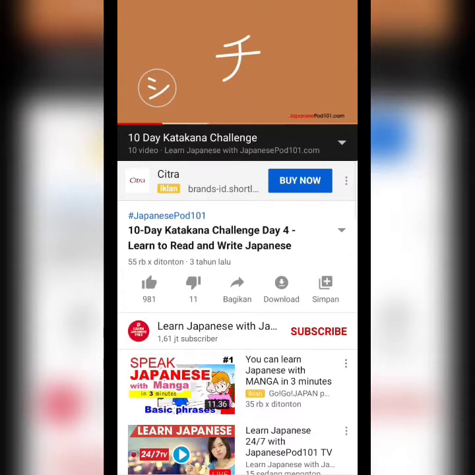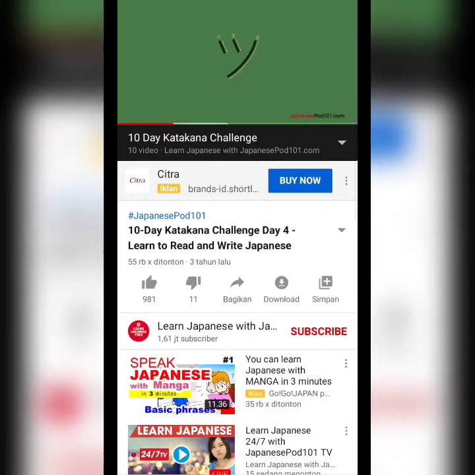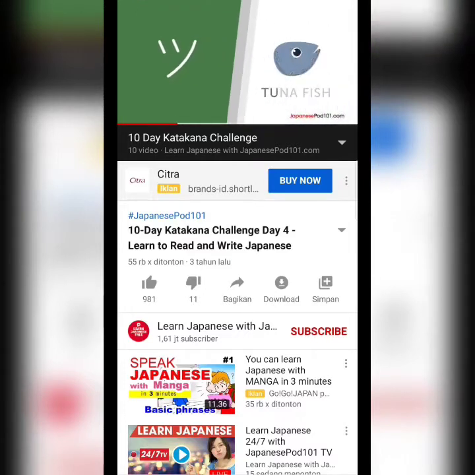Just like shi is the only sh sound in Japanese, chi is the only one with a ch sound in Japanese. The only syllables that were originally available are cha, chi, chu, and cho. So making the chat digraph allows Japanese people to say long words like chair or archery. The third katakana for this lesson is tsu. Tsu looks like a tuna fish head.